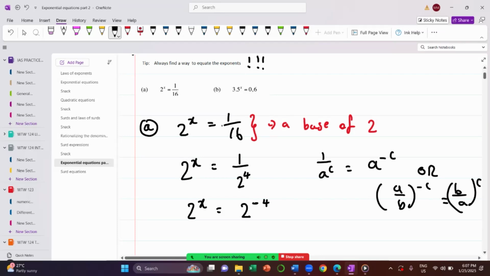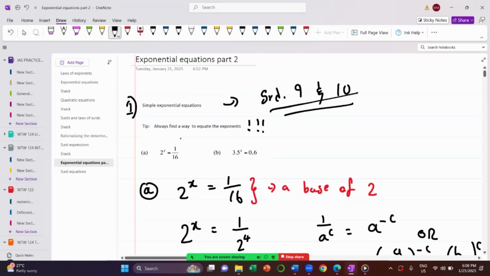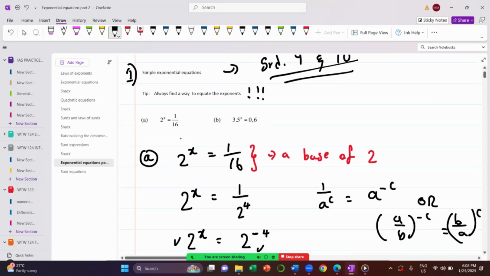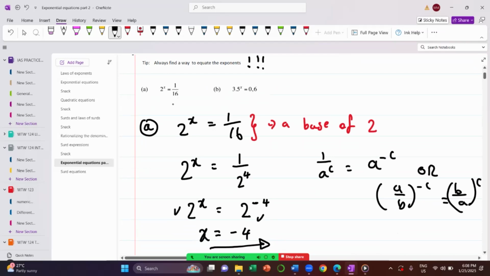So now, once we are here, what can we do? We have the same base on the left and the same base on the right, so I can just equate the exponents. So I'm going to have x is equal to negative 4. So do you see? Hence, I have the tip: always find a way to equate the exponents. I made a way, and that way came by expressing this 1 over 16 as a base of 2. Are you guys okay?